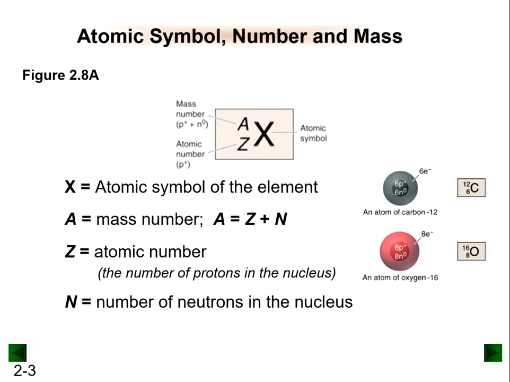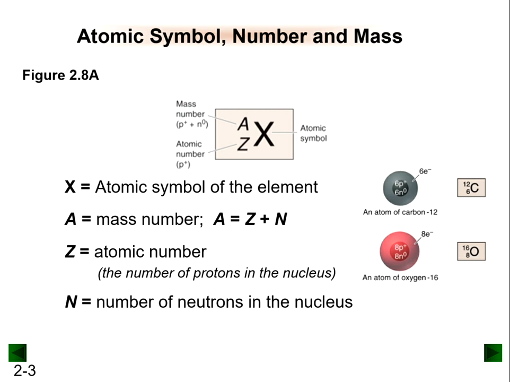In the upper left-hand corner, we have the mass number. The mass number is the number of protons in the element plus the number of neutrons for that particular atom. And in the lower left-hand corner, we have the atomic number, Z, the number of protons. The atomic number is the defining characteristic for an element. If you know the element, you know the number of protons. If you know the number of protons, you know the element that you're looking at. That is the defining characteristic.